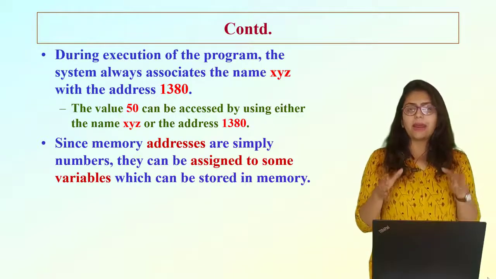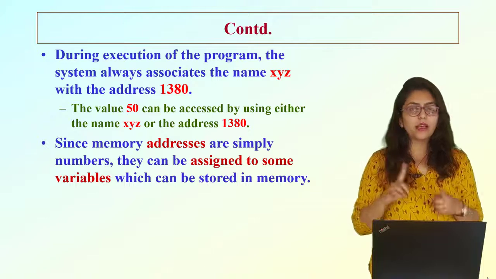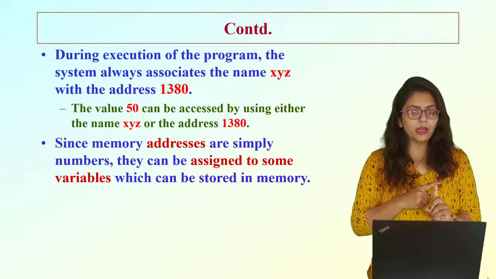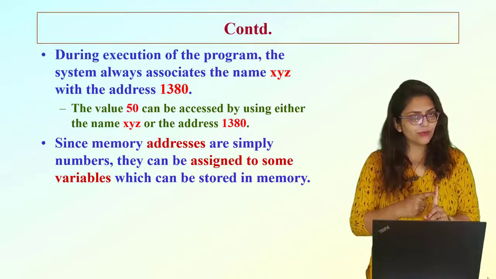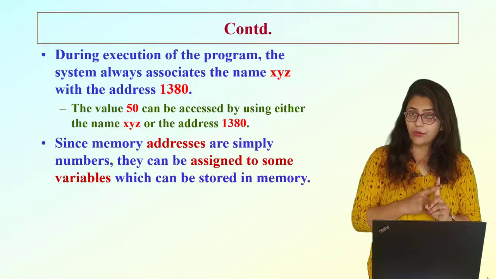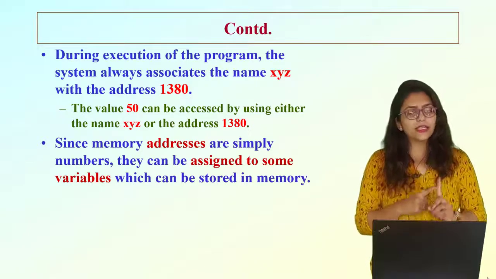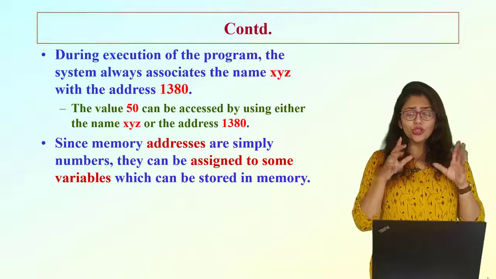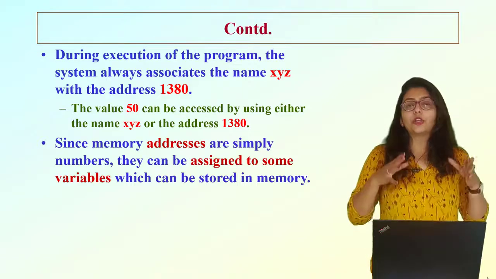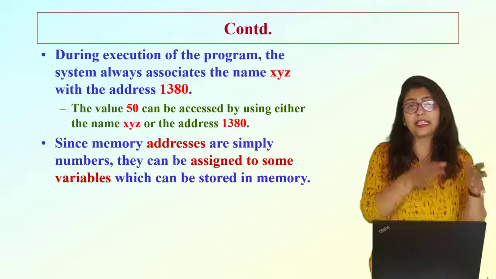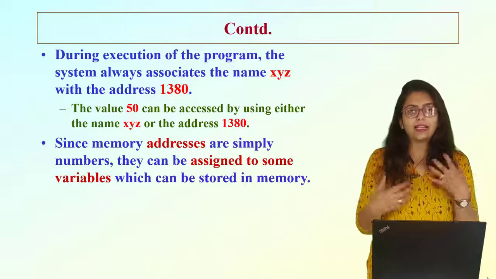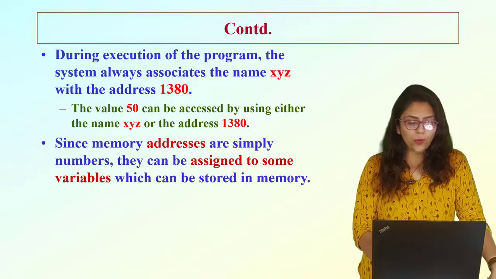So value 50 can be accessed in two ways. First, by using the name of the variable, and second, by using the address of the variable. Here xyz is the name of the variable and 1380 is the address of the variable. So whenever you are dealing with pointers, you are dealing with this address 1380, right? That kind of address is dealt with by pointers.